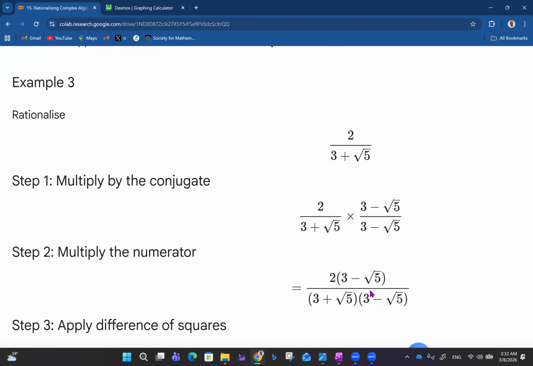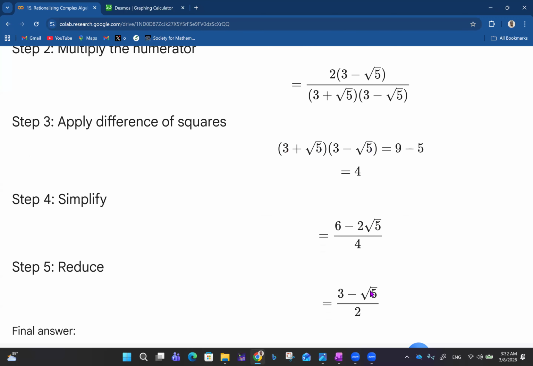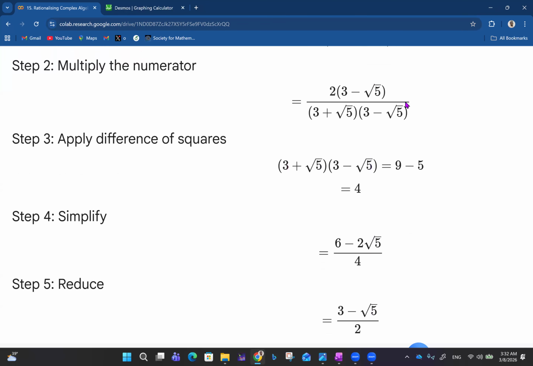So you have all this. Then you tidy things up. You have 2 times 3 minus root 5. That would be 6 minus 2 root 5. 2 times 3 is 6. 2 times root 5, you have 2 root 5.